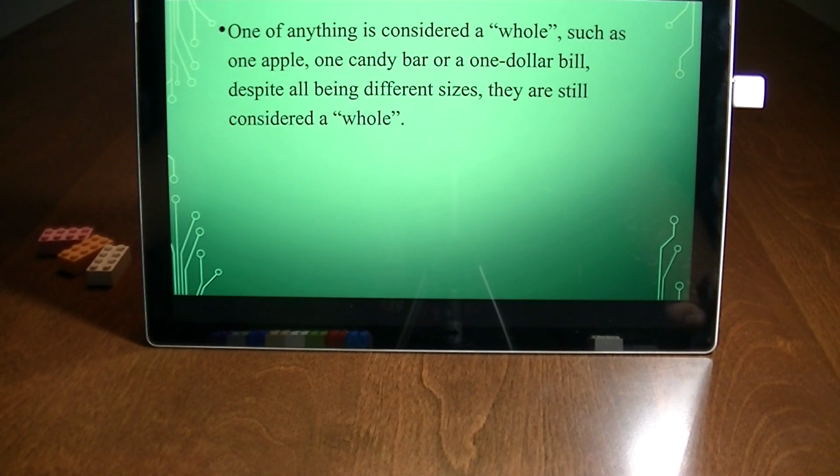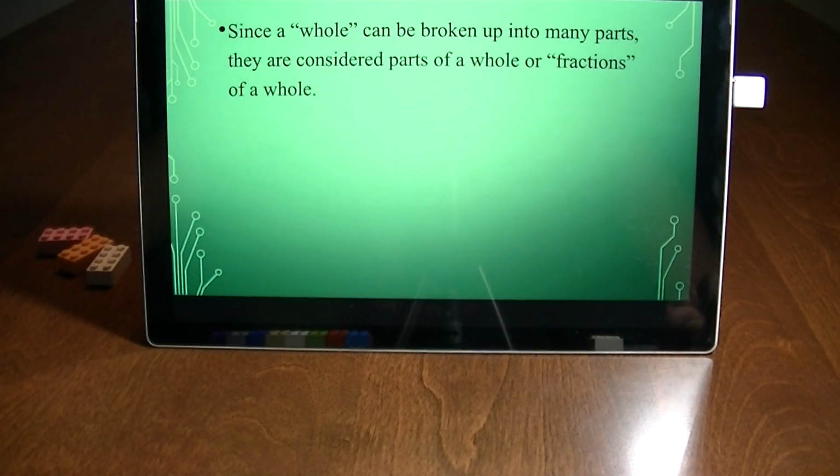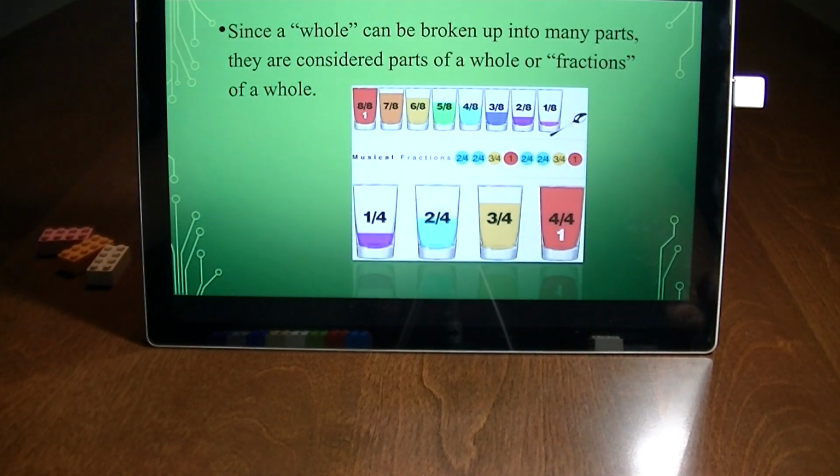One of anything is considered a whole, such as one apple, one candy bar, or a $1 bill. Despite all being different sizes, they are still considered a whole. Since a whole can be broken up into many parts, they are considered parts of a whole, or fractions of a whole.